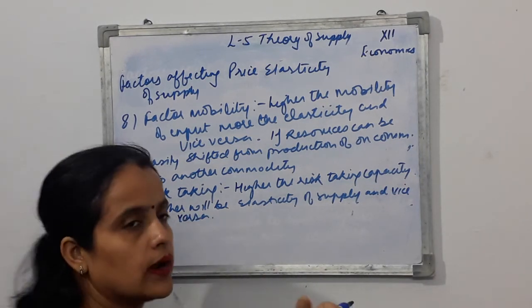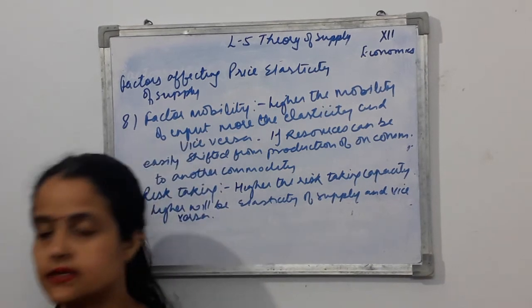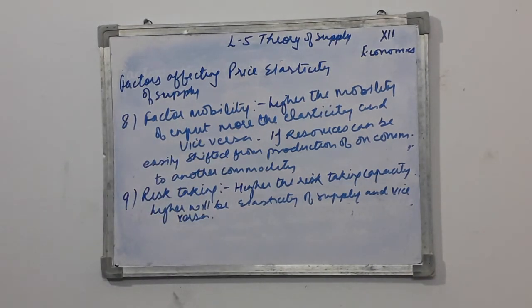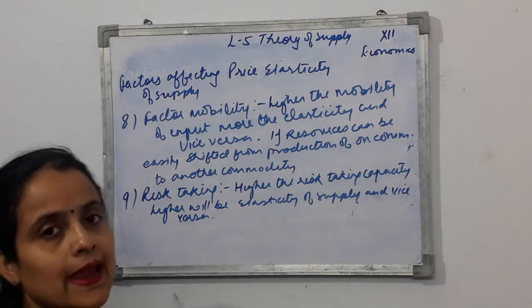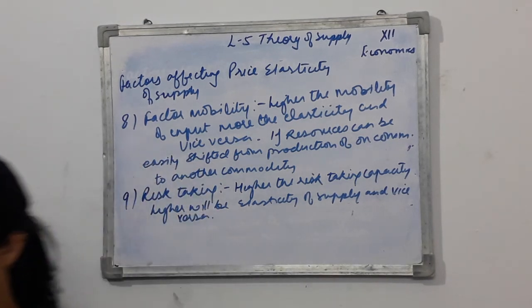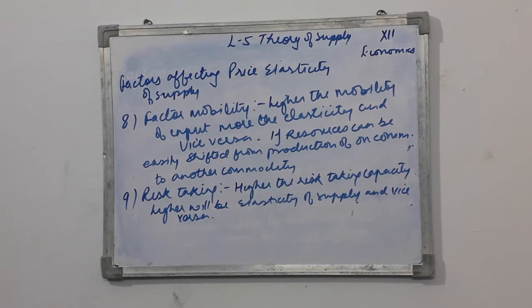और इसका उल्टा भी होगा. लेकिन अगर किसी के अंदर रिस्क लेने की आदत ही नहीं है, किसी एंटरप्रेन्योर को रिस्क लेने की आदत नहीं है, तो what is going to happen? The supply is obviously going to be inelastic. So higher the risk, higher is going to be elasticity of supply.